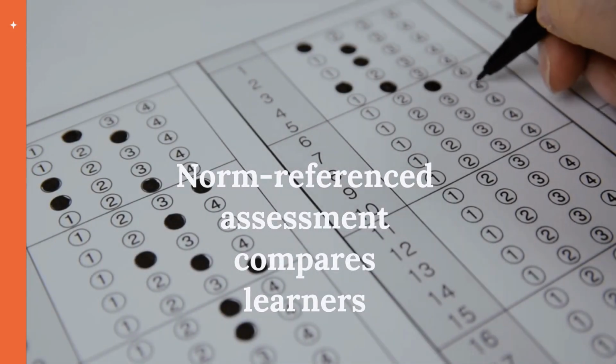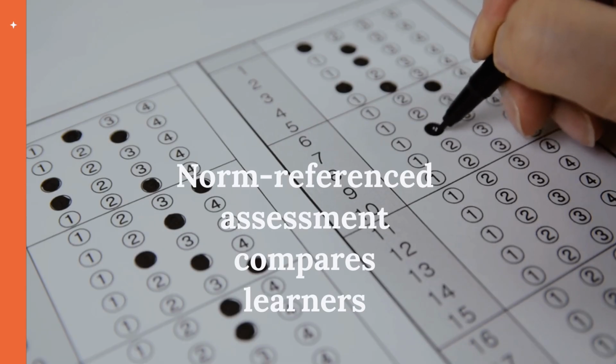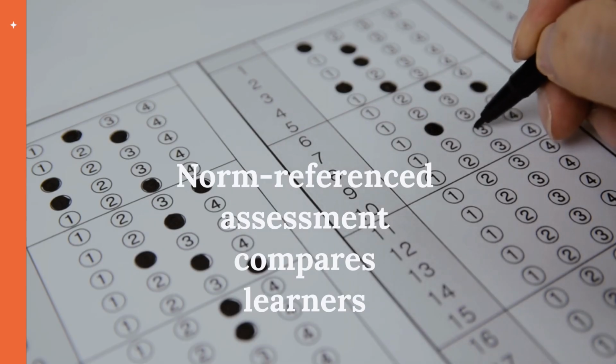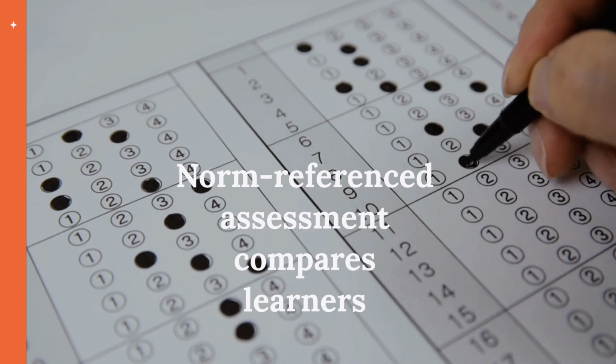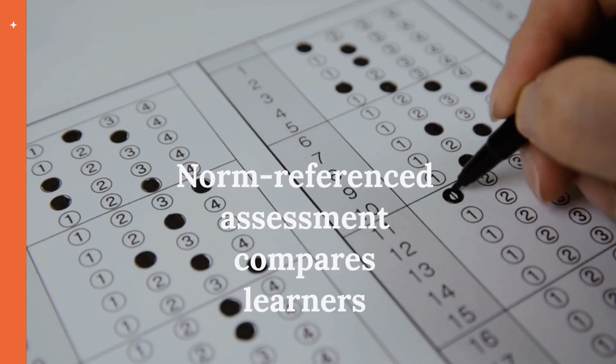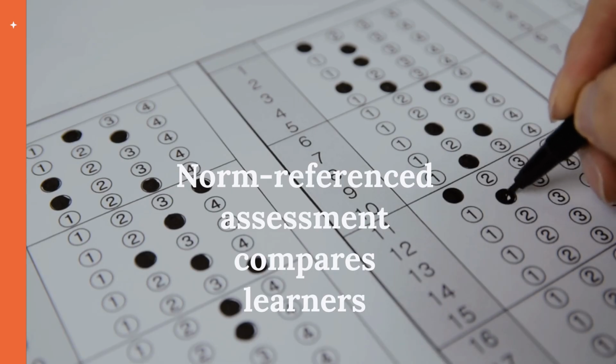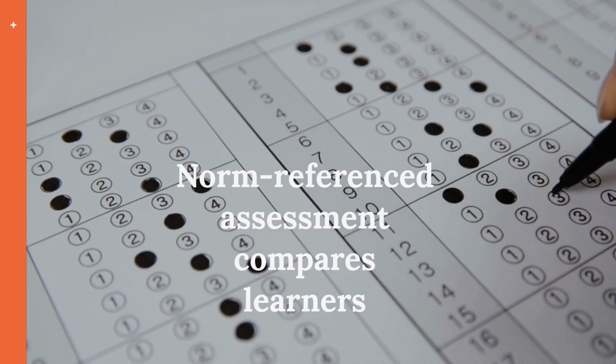Norm-referenced assessment compares learners to peers or national benchmarks. It aligns teaching with external standards, but may not reflect individual progress. Learners see their performance in relation to others, which can create pressure. It is useful for standardized testing, but can overlook personal achievement. Norm referencing is valuable for comparing across groups or cohorts.